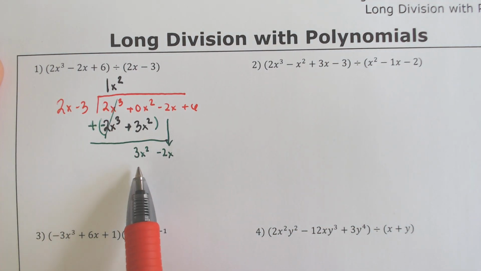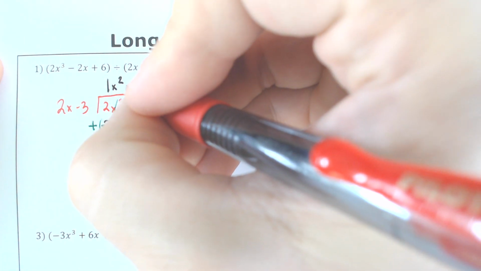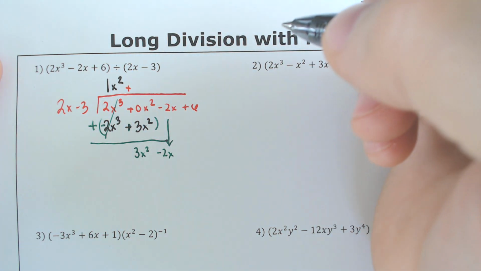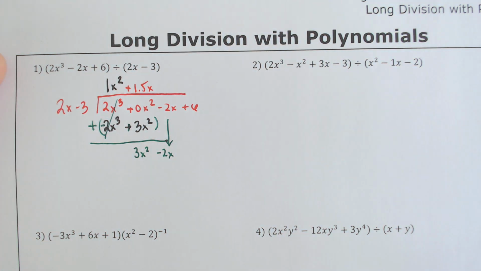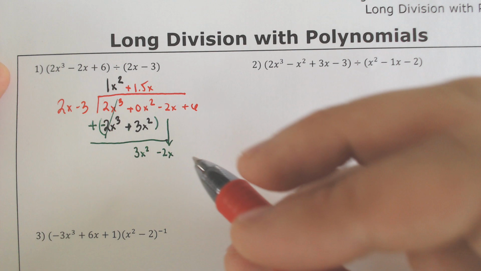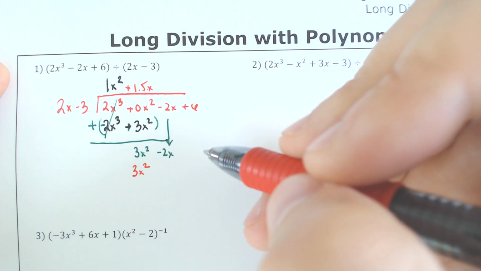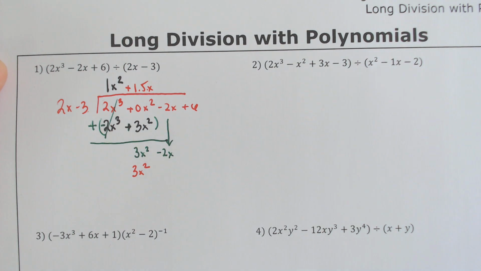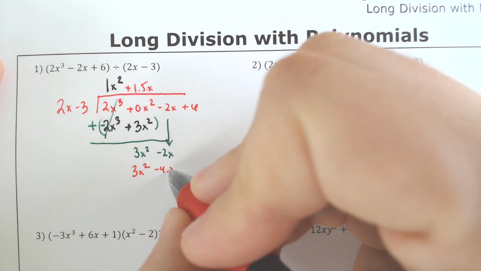2x times what would equal a 3x squared? Well, that would be a 1.5. You could also write 3 over 2, 1.5x. Multiply the 1.5 times both of these. 1.5 times 2x makes 3x squared. 1.5 times negative 3 ends up equaling, I think, 4.5. 1.5 times 3 is 4.5. So this would be a negative 4.5x.